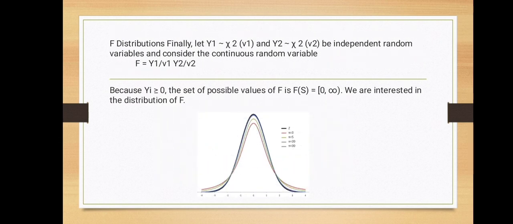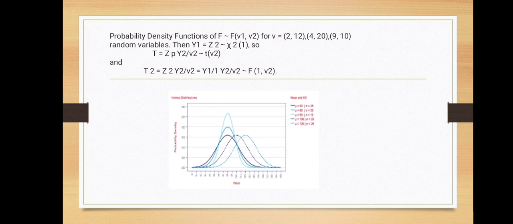F distributions. Finally, let Y1 ~ χ²(v1) and Y2 ~ χ²(v2) be independent random variables and consider the continuous random variable F equals (Y1/v1) divided by (Y2/v2), and then the probability density functions of F(v1, v2).